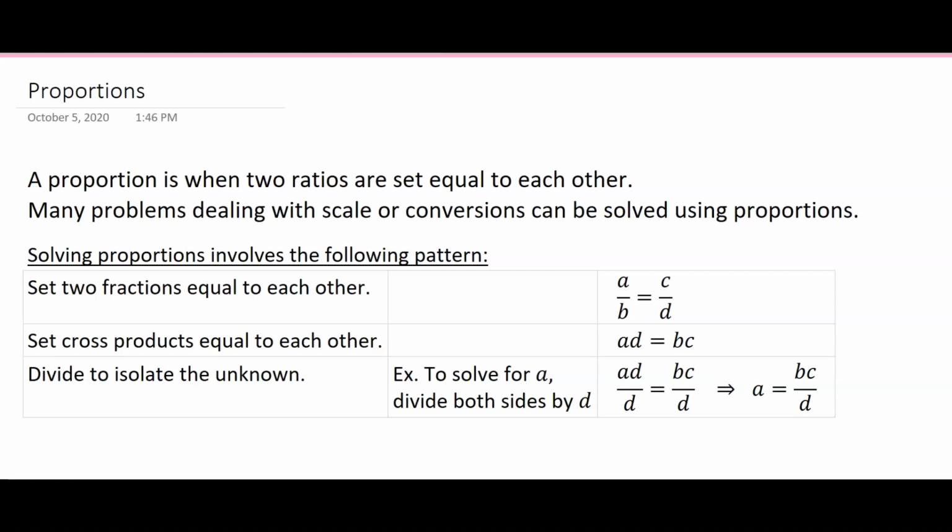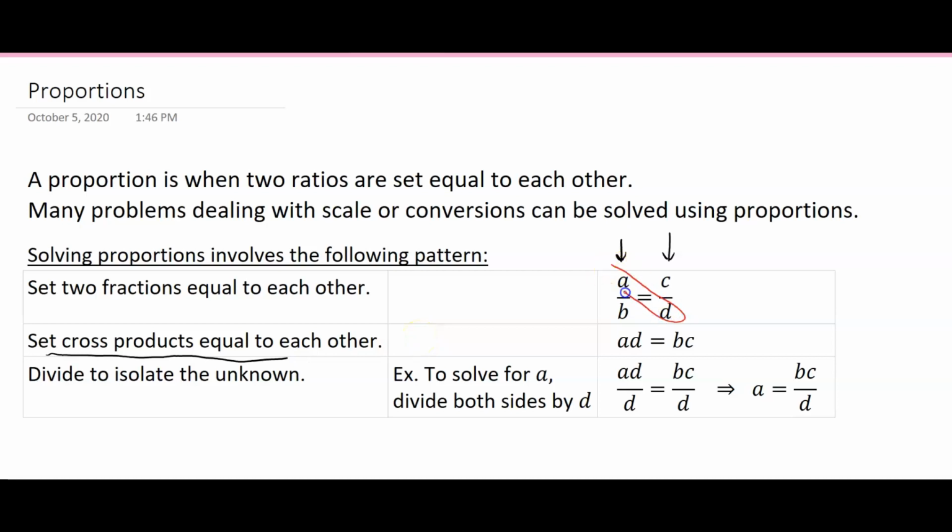Solving proportions involves the following pattern. So we'll look at a set of two fractions set equal to each other. The first fraction, a over b, and the second one is c over d. And if these two fractions are equal to each other, this is a proportion. In order to solve for any one of these values, so if you can imagine that either a, b, c, or d is the unknown value, in order to solve for any one of them, then we should set cross products equal to each other. And so let's take a look at that.